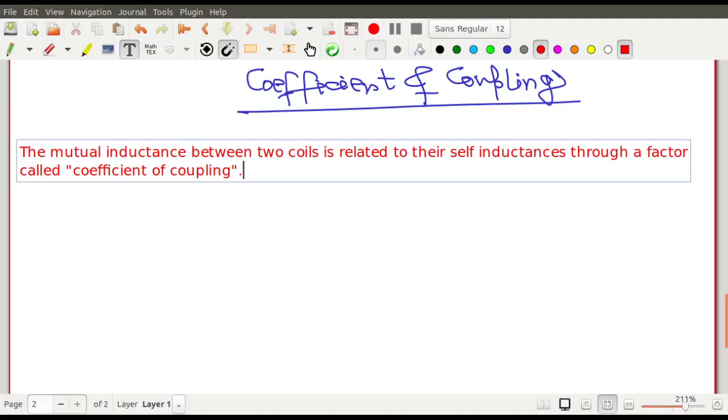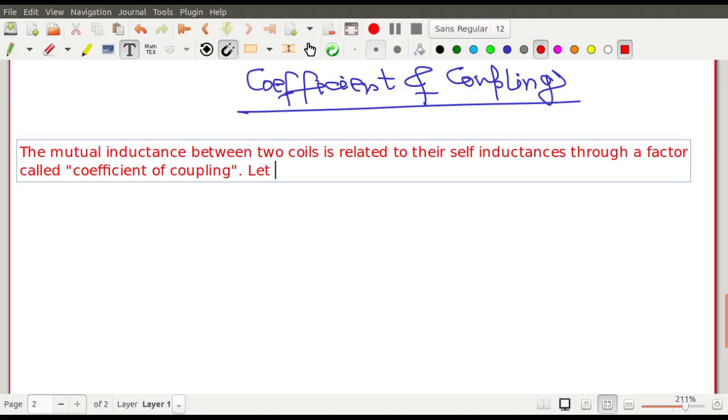Suppose there are two current carrying loops having self-inductance L1 and L2. You know how to calculate self-inductances. Let the self-inductances be L1 and L2, and the mutual inductance between those geometry is M. So how M is related to L1 and L2, that is what we are trying to find out over here. So let us consider two coils C1 and C2 of self-inductances L1 and L2, and capital M be the mutual inductance between them. So I write it.